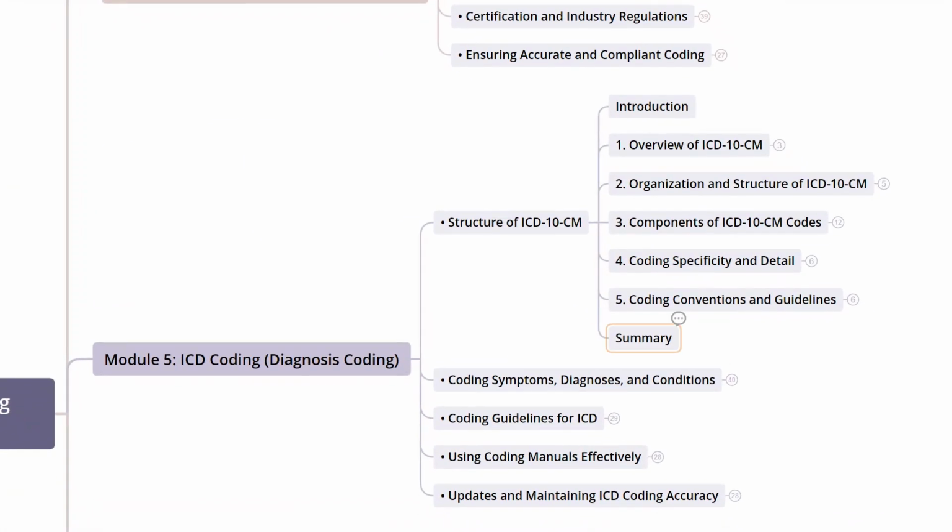In summary, the ICD-10 CM system's structured alphanumerical design allows for precise, detailed, and standardized diagnosis coding. Understanding its organization, such as chapters, codes, and conventions, is essential for accurate documentation, compliant billing, and meaningful health data collection.